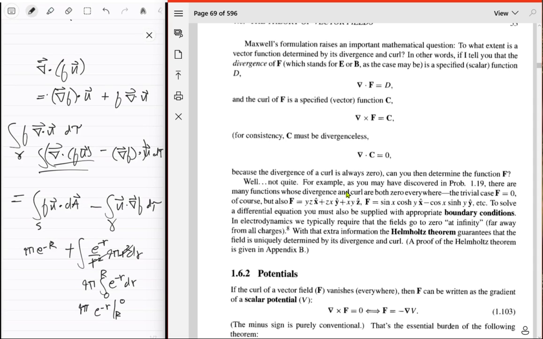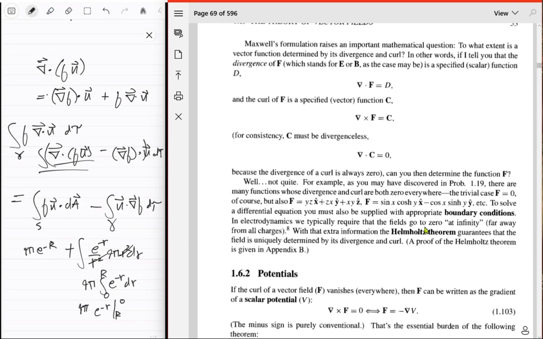Why so? For example, as you may have discussed in problem 1.19, there are many functions whose divergence and curl are both 0 everywhere. The trivial case is F equal to 0. Then there's of course our r hat upon r squared. And they also give us some other cases: F is equal to yz x hat plus zx y hat plus xy z hat. Its divergence is 0. What about the curl? I guess that will be 0 as well. And you got all of this stuff.